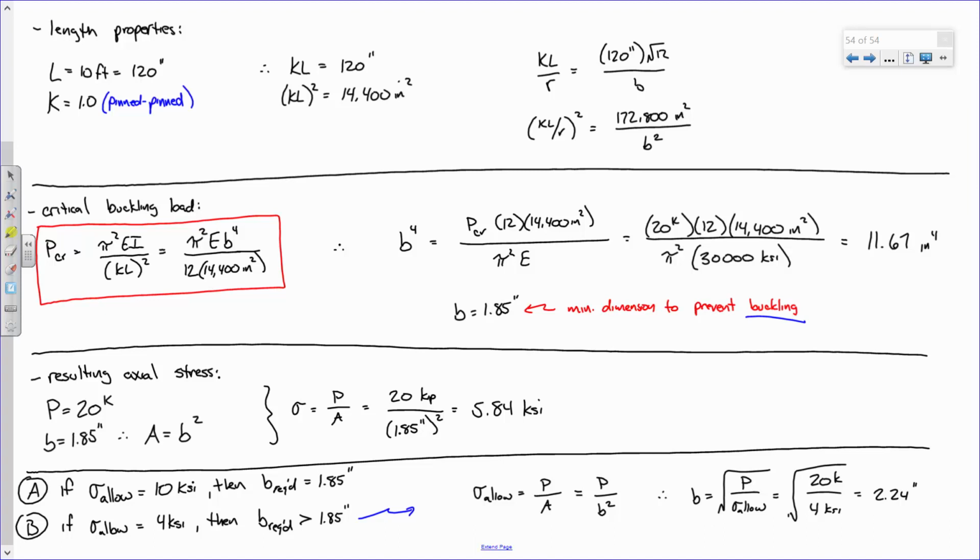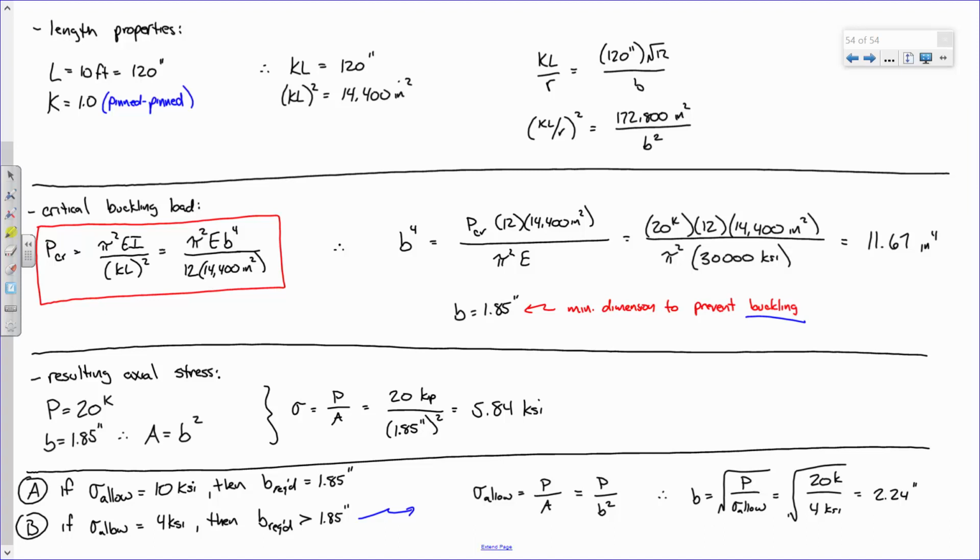What's the problem with that? This column has to hold up 20 kips, right? The column has to be at least this big to hold up 20 kips, okay? But remember, this check has absolutely nothing to do with allowable stresses. It has only something to do with elastic buckling, okay? What I'm getting at is this.